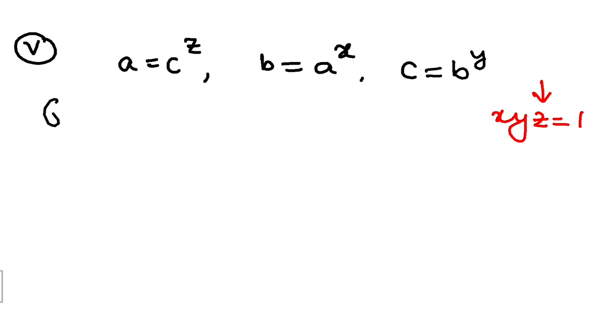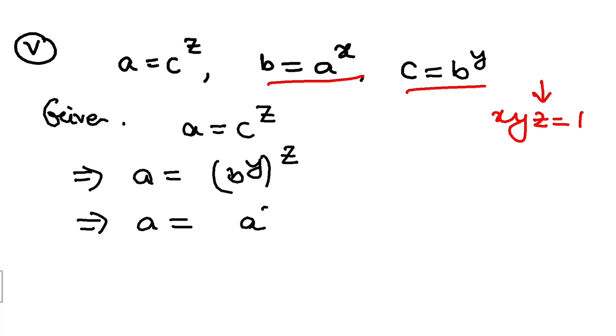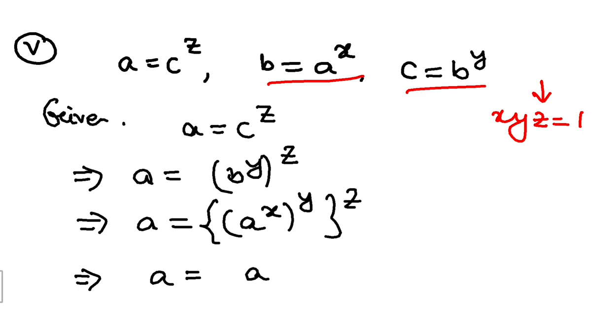So it's very easy actually. So what is given to you? a is equal to c to the power z, which implies a is equal to, what is c now? c means b to the power y. So in place of c, I'll write b to the power y whole to the power z, which implies a is equal to, now what is b then? b is equal to a to the power x. So in place of b, I will write a to the power x whole to the power y, and again I have whole to the power z. Now this means a is equal to a to the power xyz.